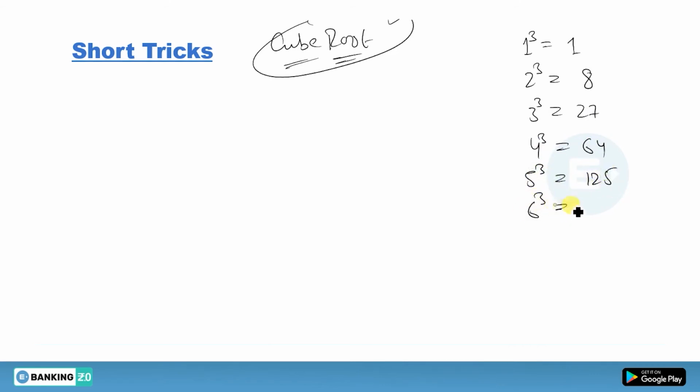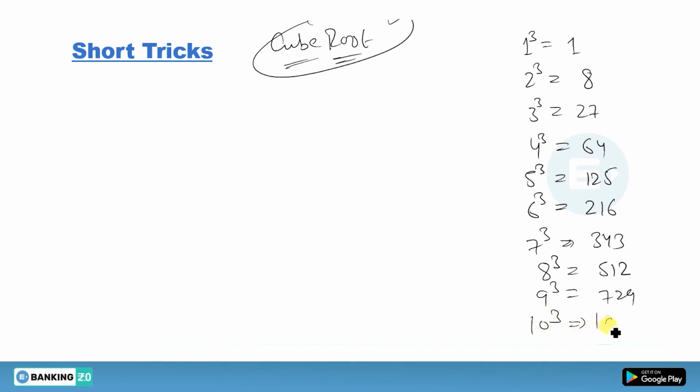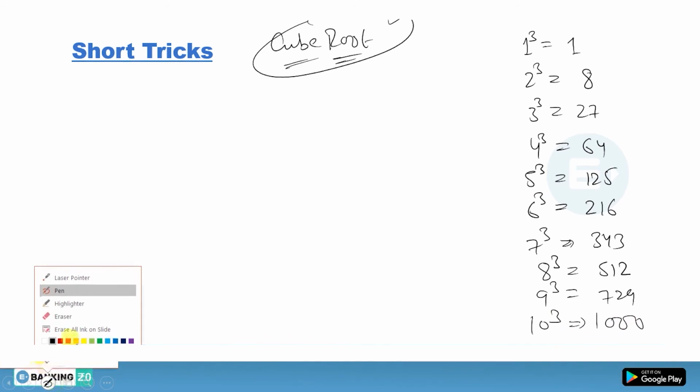Now what is 6 cube? 6 cube is 216. Now 7 cube, 343. Now 8 cube, 512. What is 9 cube? It will be 729. And what is 10 cube? It will be 1000. Okay. Now see one thing.